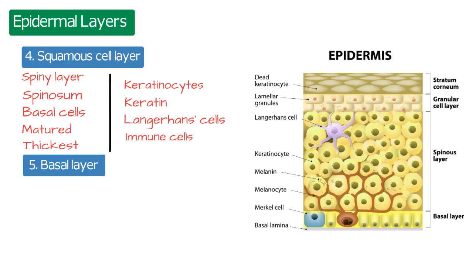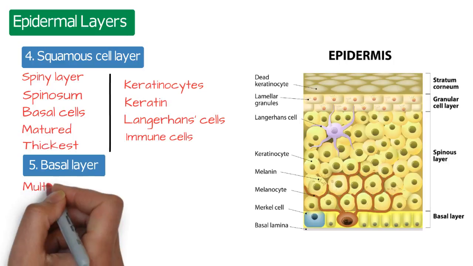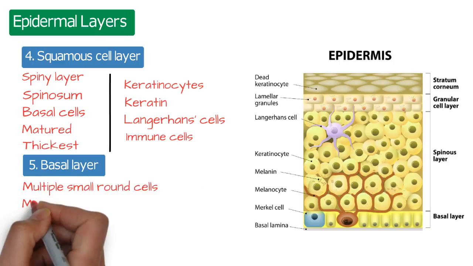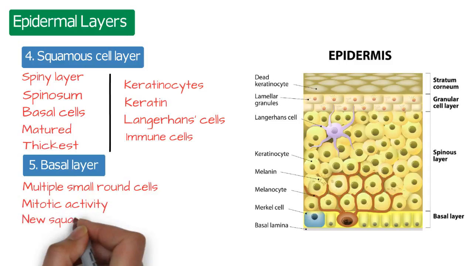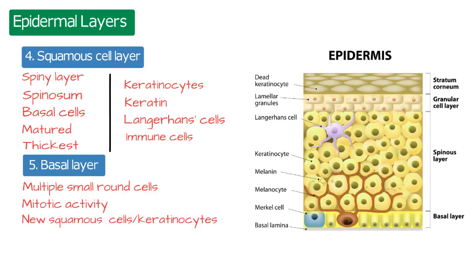Basal layer. This is the innermost segment of the epidermis. Histologically, it consists of multiple small round cells that have mitotic activity and that push up through the epidermis to make new squamous cells, or keratinocytes, and ultimately the stratum corneum. This layer can also be called the stratum germinativum because it is the germ cell layer for the epidermis.